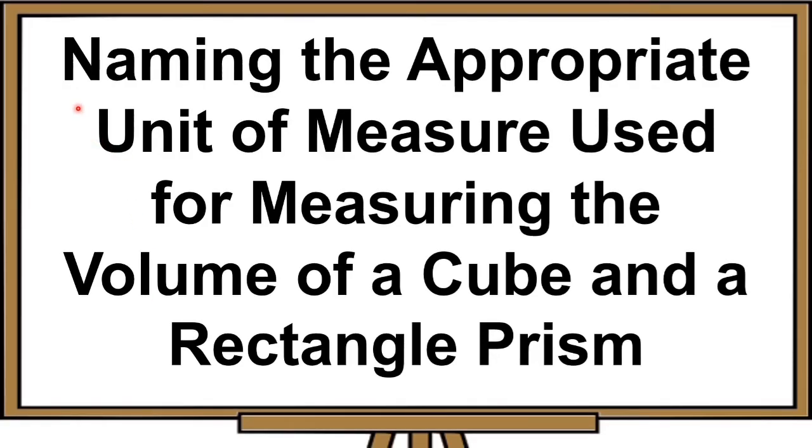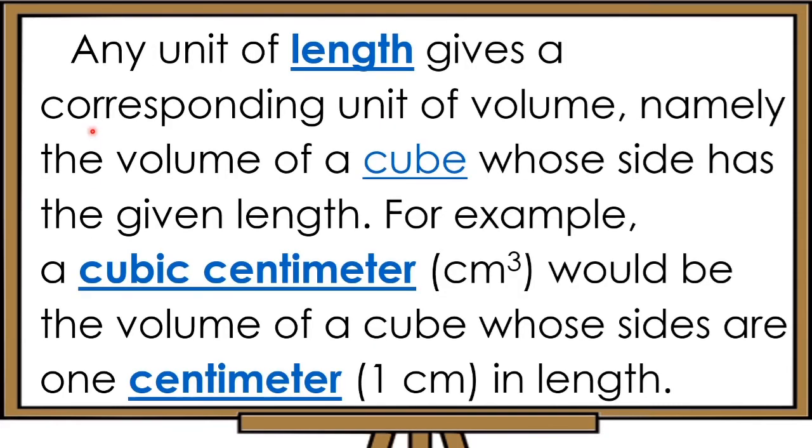Let's have our next topic, naming the appropriate unit of measure used for measuring the volume of a cube and a rectangular prism. Any unit of length gives a corresponding unit of volume, namely the volume of a cube whose side has the given length. For example, a cubic centimeter. So, you can write it like this or this one. Ang basa pa rin dito ay cubic centimeter. Would be the volume of a cube whose sides are 1 centimeter in length.